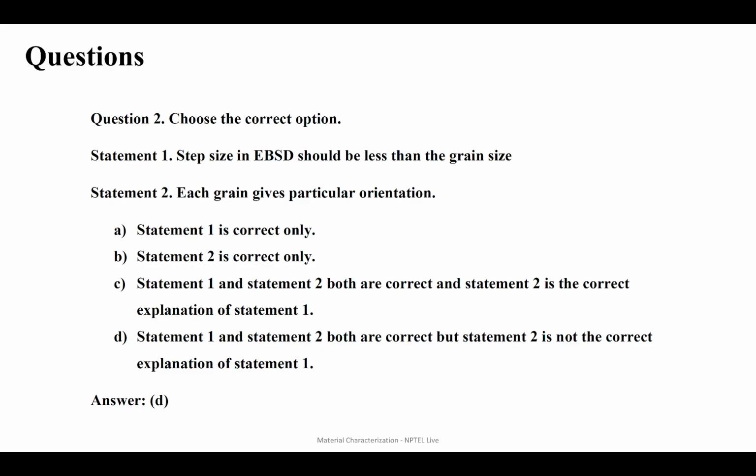So the correct answer is D. So we just said that in EBSD, if you want to have meaningful data, you want the step size to be less than grain size so that you can have multiple points for each grain. For each grain, you should have multiple points. And also, this statement is correct that each grain gives a particular orientation, but that is not the correct reason why the step size should be less than grain size. So both are correct, but 2 is not the correct explanation of 1.